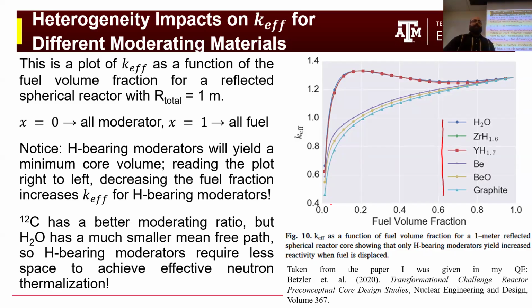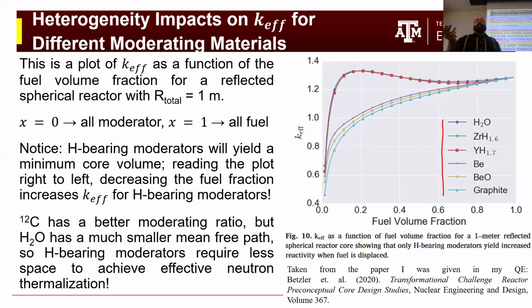That corresponds to having all moderator, so not really much k effective going on if our reactor is just moderator. And then as we go up to x equals 1, that corresponds to a reactor that's all fuel and no moderator. This plot is really interesting because it shows the importance of moderators that have hydrogen and the ability of K effective to both have a maximum, but also if you read the plot right to left, we're decreasing the amount of fuel in our reactor. But notice that if you have a hydrogen bearing moderator, then you can decrease the amount of fuel in your reactor, but actually increase K effective along the way.